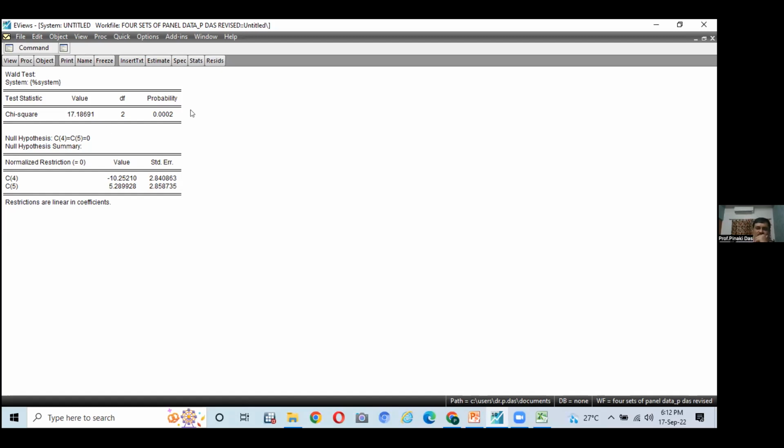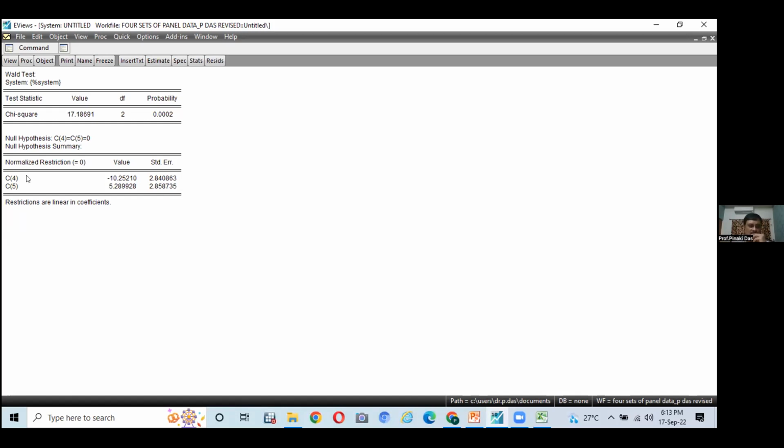Therefore, whether the null hypothesis is rejected or accepted, on the basis of the chi-square test, we can argue that as the chi-square test is statistically significant, the null hypothesis is rejected. Null hypothesis is rejected means it is different from 0. These two coefficients are different from 0. That is, they have a finite impact on the dependent variable.